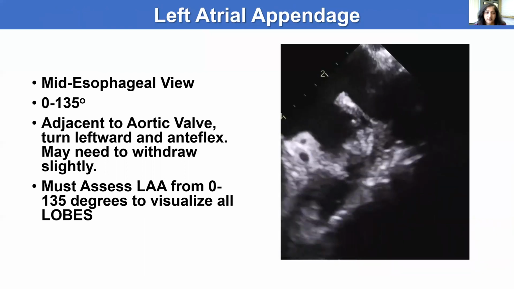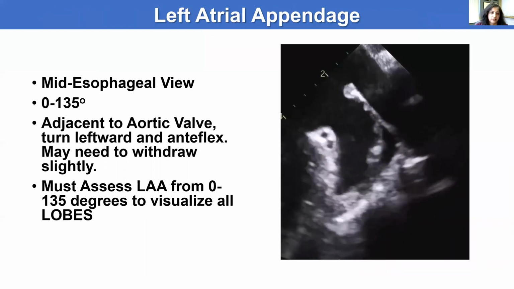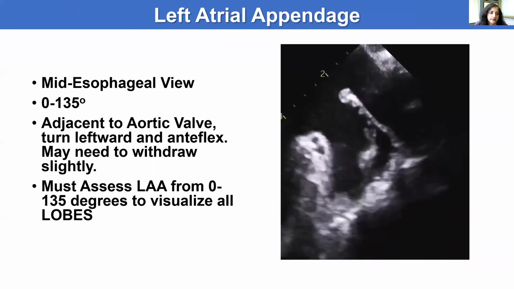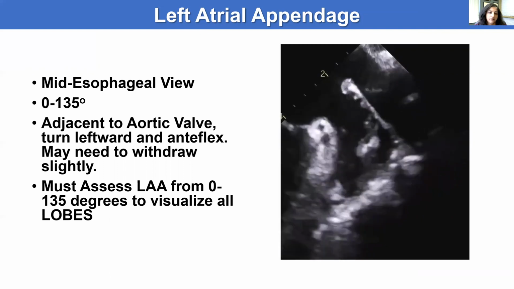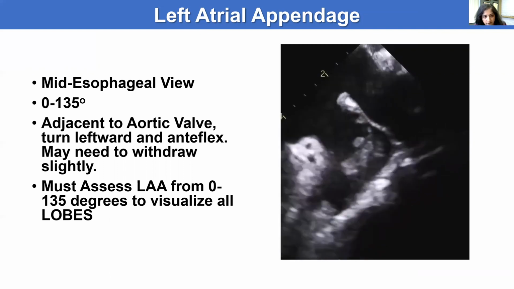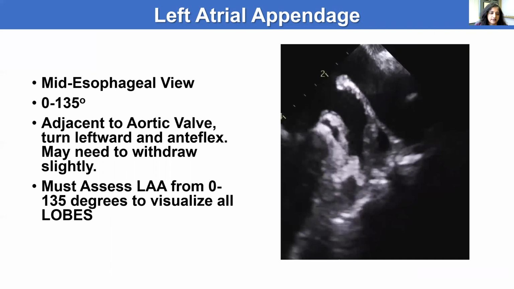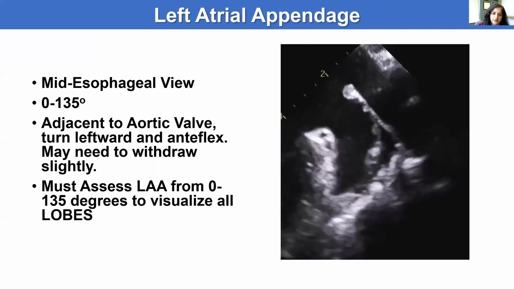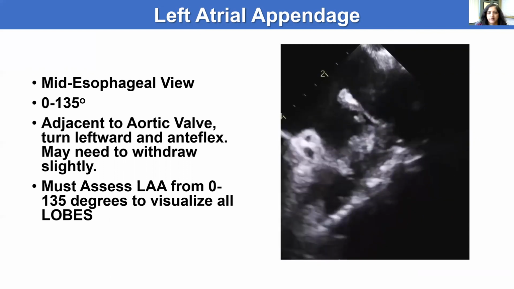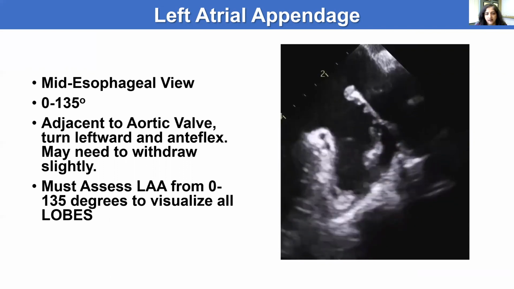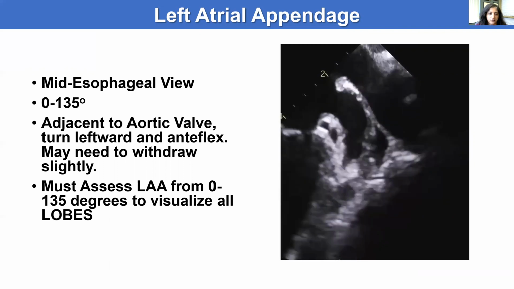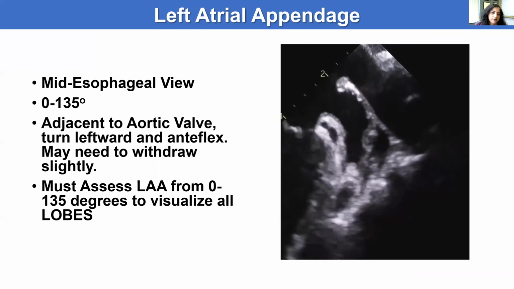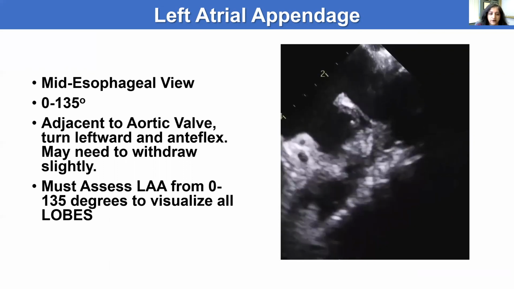And then we'll next talk in the esophageal view about the left atrial appendage. So the left atrial appendage is an anterior and lateral structure. It's adjacent to the aortic valve. The best way to view it is actually to find the aortic valve, turn leftwards and anteflex, and you may also need to withdraw the probe slightly. What's important is that you have this sort of standard crescentic view of the left atrial appendage, but the LAA has multiple lobes. And in order to really interrogate all lobes to make sure that there is no LAA thrombus, you would need to evaluate it from 0 to 135 degrees.